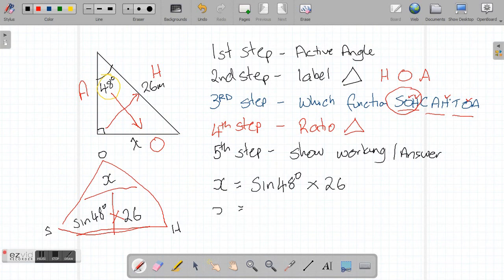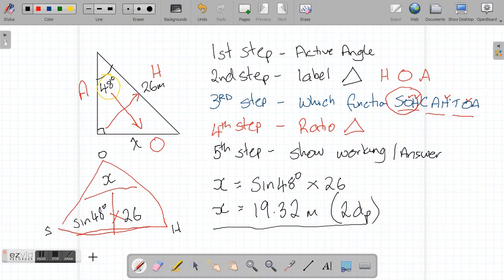We put that in our calculator, and on the next line we put X equals sine of 48 times 26, and that comes out at 19.32, and this is in meters. If you'd done it on the calculator it wasn't exactly 19.32, so therefore we just round it to 2 decimal places.